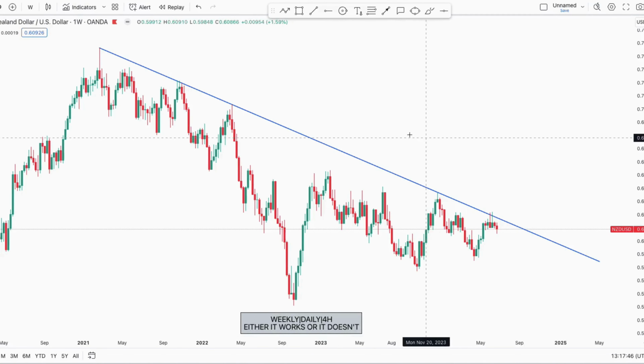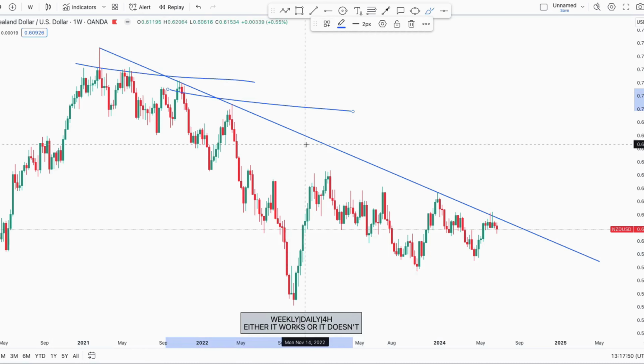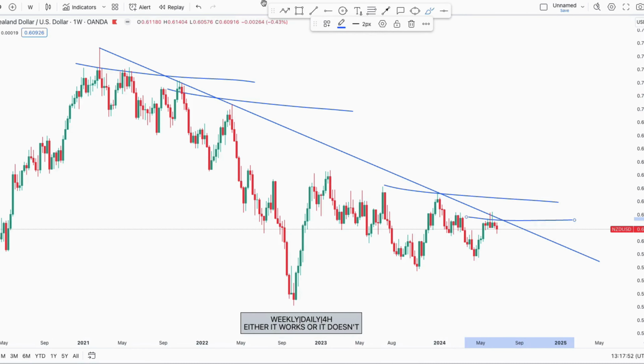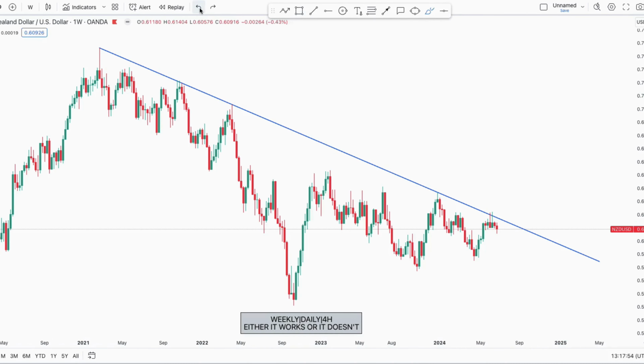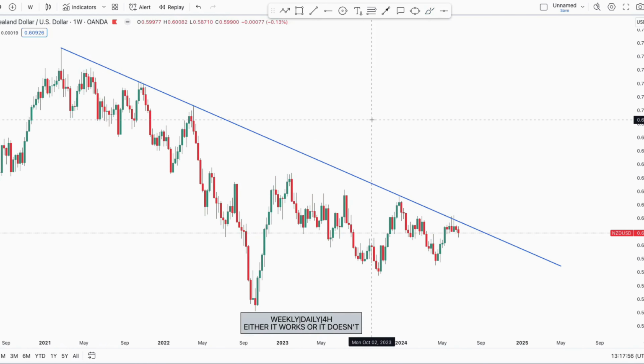All right, so next up we got NZDUSD. Price is definitely in a bearish trend. We can see that we're constantly rejecting off of this trend line, even most recently to the downside. So we're going to be looking for some short opportunities going into this week if it presents itself.